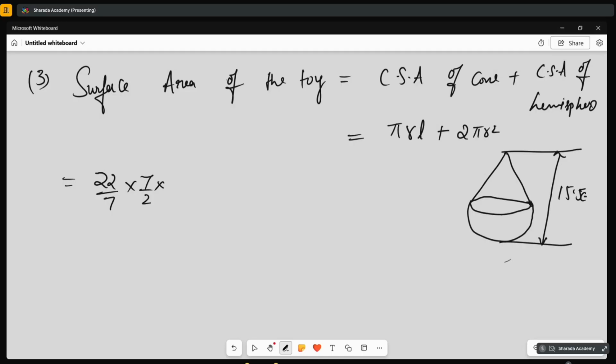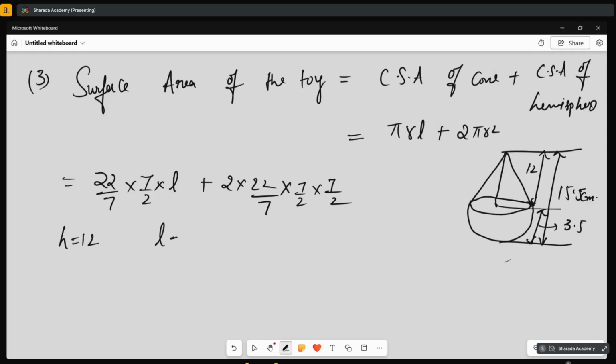Now I have to calculate this height. What will be the hemisphere height? 3.5. So this length will be 12. That is the height we have got. So 2 into 22 by 7 into 7 by 2. L is the slant height, H is 12. So what is L? Root of r square plus h square. So L is equal to root of the radius 3.5 whole square plus 12 square.